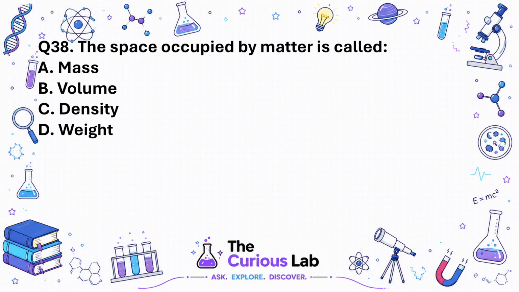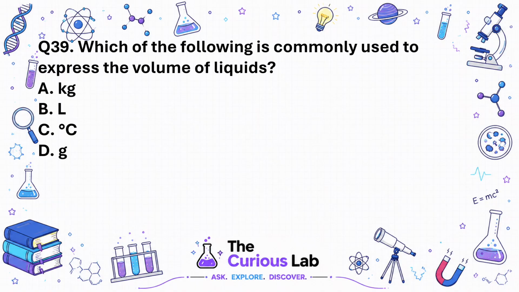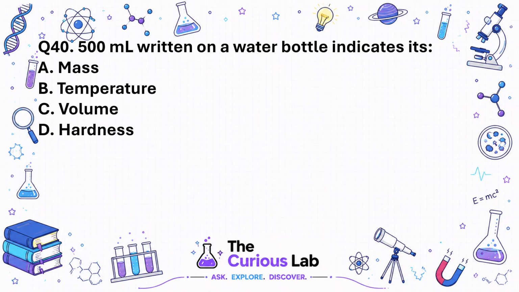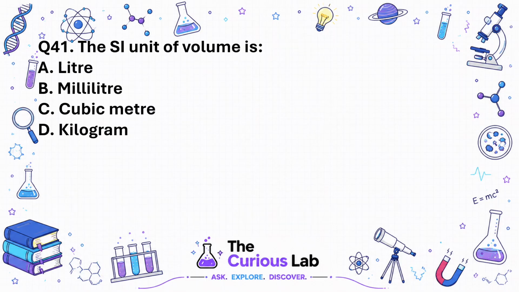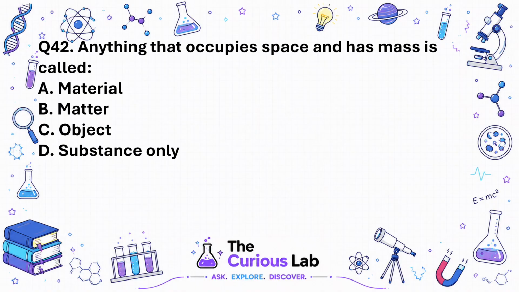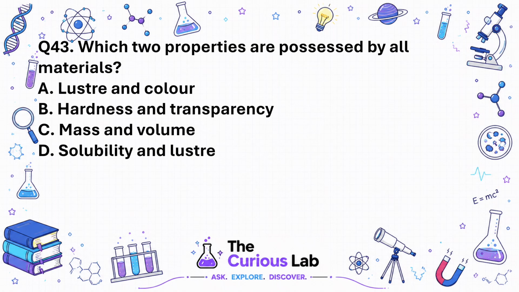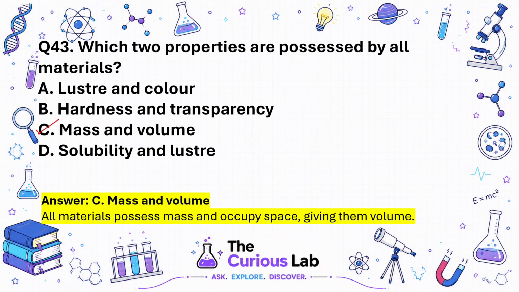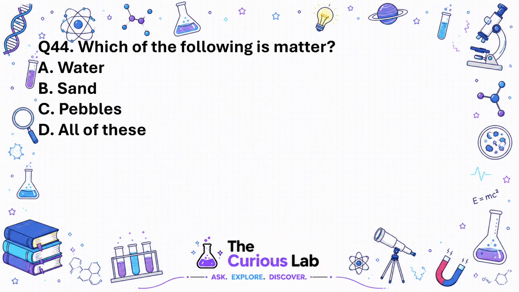The space occupied by matter is called volume. Which of the following is commonly used to express the volume of liquid? It is liters. 500 ml written on a water bottle indicates its volume. The SI unit of volume is cubic meter. Anything that occupies space and has mass is called matter. Which two properties are possessed by all the materials? All of them have mass and volume. Which of the following is matter? See, water, sand, pebbles, all of them have mass and they occupy space. So all of them are matter.